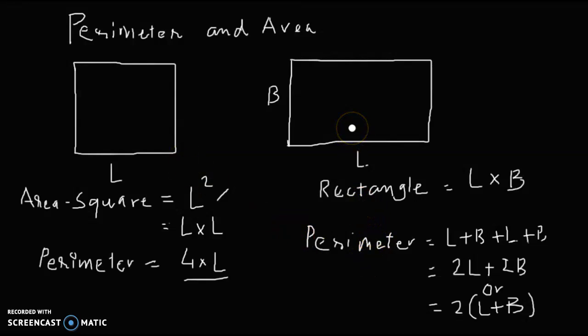The area of a rectangle is length multiplied by breadth. The length, which is the long side, multiplied by breadth. And the perimeter is length plus breadth plus length plus breadth, or 2L plus 2B, or you can write 2 into brackets L plus B.